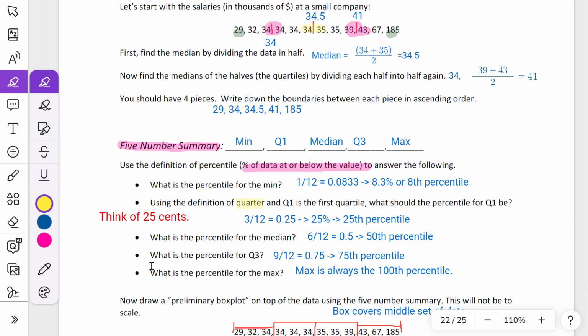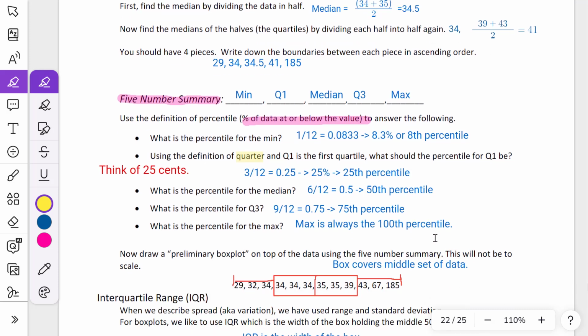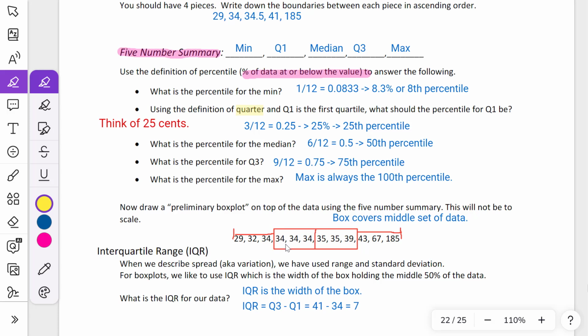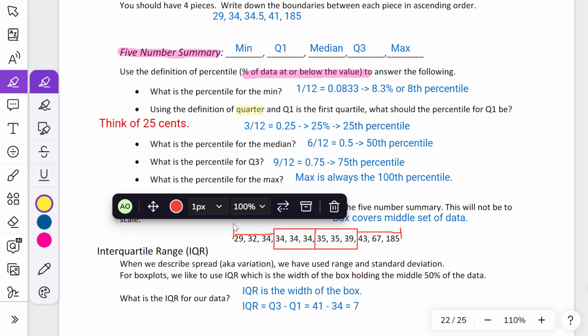All right. What is the percentile for the median? It's the 50th percentile because you have half the data at or below. Q3, you have 3/4 of the data at or below, so 75th percentile. The max is always at the 100th percentile. Okay, and then we're going to draw preliminary box plots where we are at those numbers.